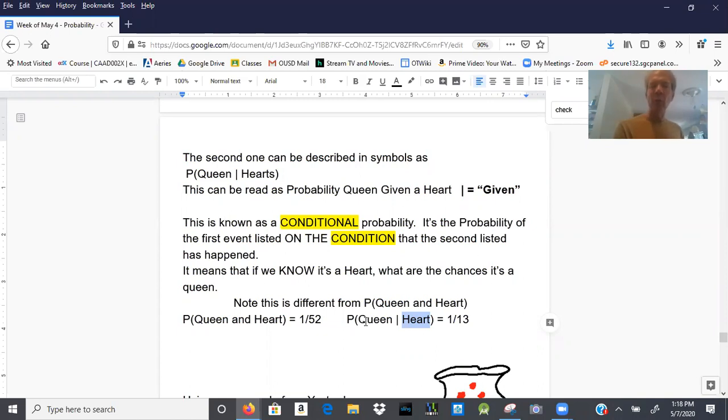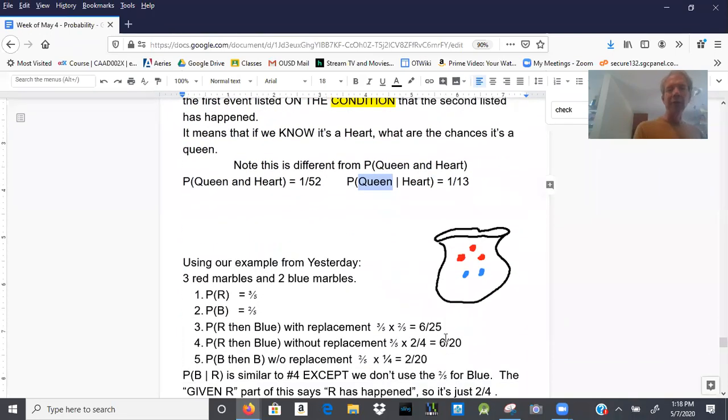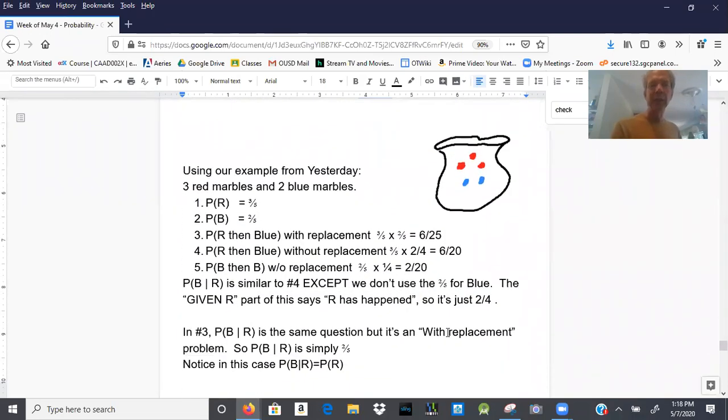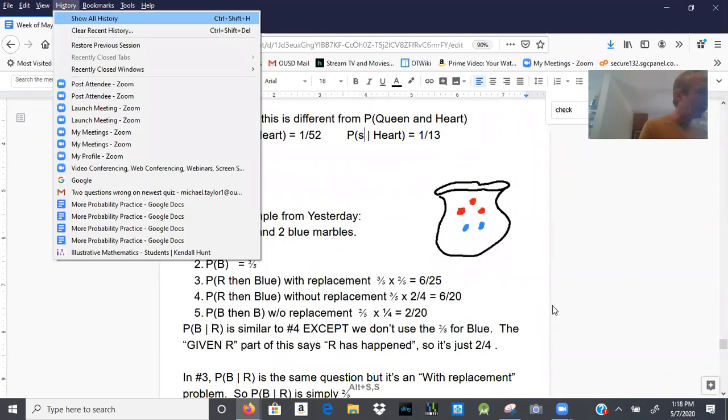So it's just a different way to describe a certain probability. You're still essentially doing the same thing. You're figuring out what the sample space is, how many things are there, and then how many chances to get that first thing exist within that sample space. And I'm going to do a little example from the stuff we did yesterday, which would be a little bit of review for most of you, because I think most of you were here yesterday.